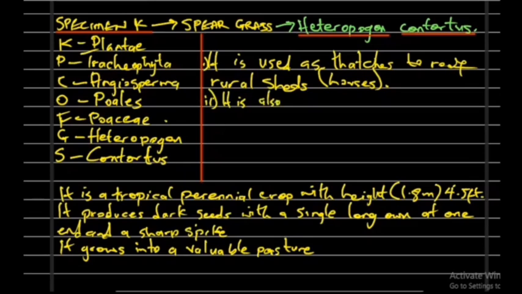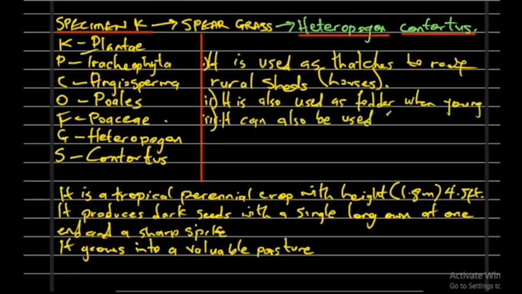It is also used as fodder when young. Three, it can also be used for hay or silage. These are some of the things that can be done with this particular plant, which is the spear grass.